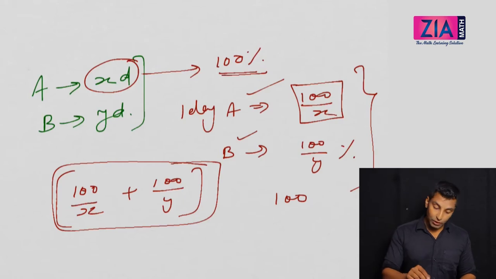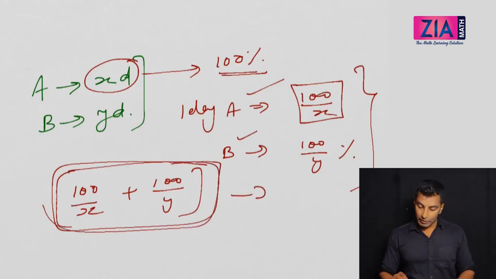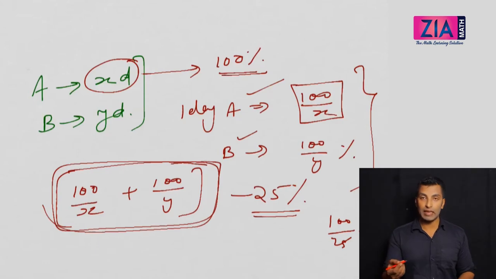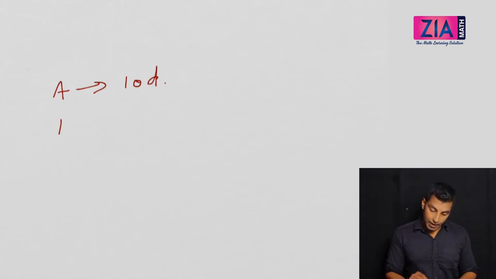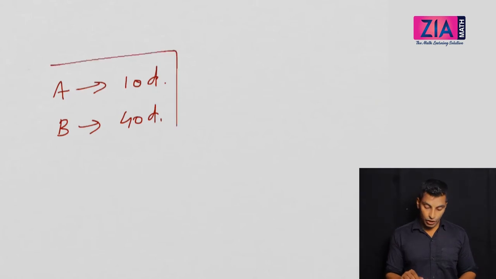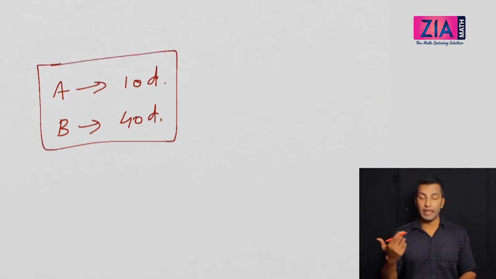Okay, so let's suppose they together completed 25%. Let's suppose take this value 25%. Then what's your answer? 100 by 25, that is equal to 4 days. I give you an example so that you can understand much better. Let's suppose A takes 10 days to complete the work and B takes 40 days to complete the work. Okay, so this is a story which is given. A takes 10 days, B takes 40 days.